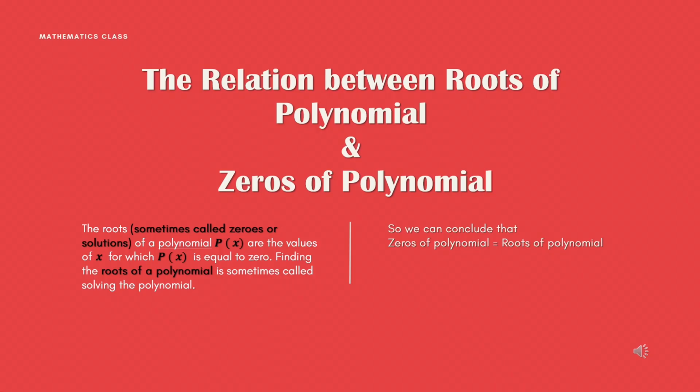Before that, let's take a look at the relation between roots of polynomial and zeros of polynomial. The roots, sometimes called zeros or solutions of a polynomial P(x), are the values of x for which P(x) is equal to 0. Finding the roots of a polynomial is sometimes called solving the polynomial. So we can conclude that zeros of polynomial is the same as roots of polynomial.